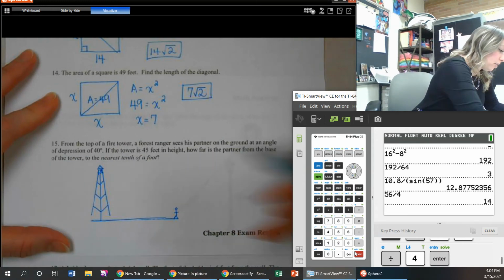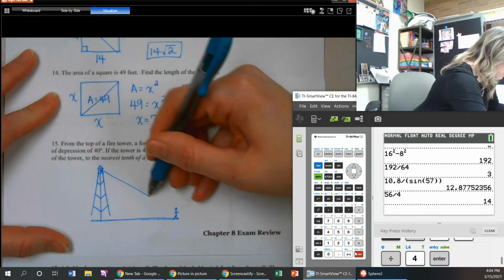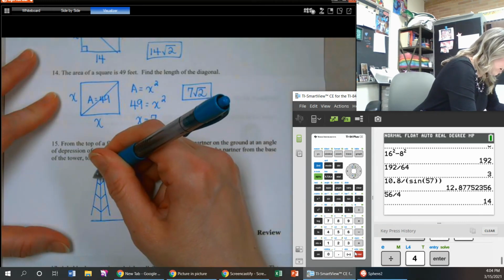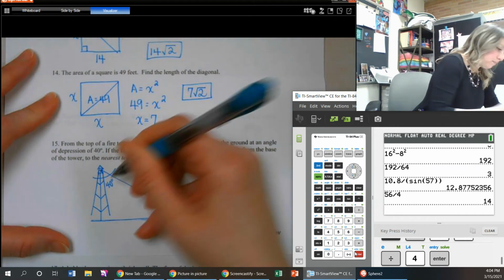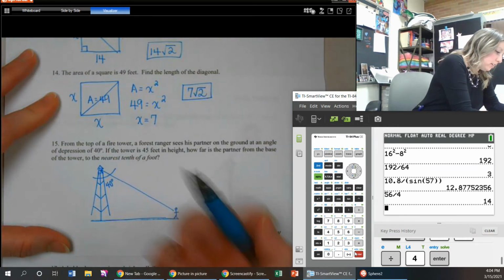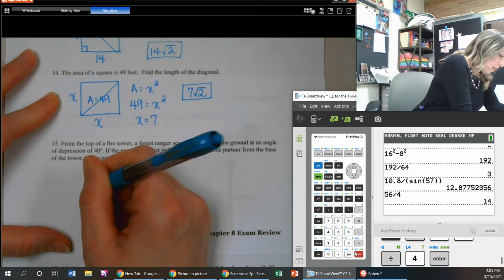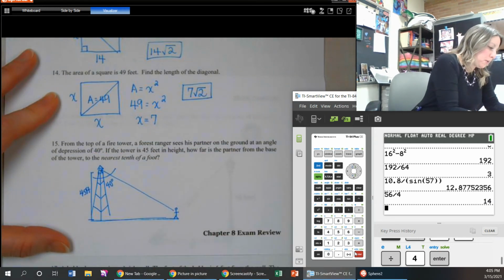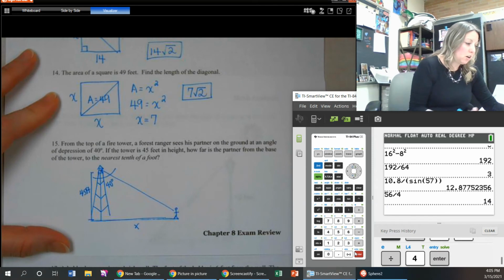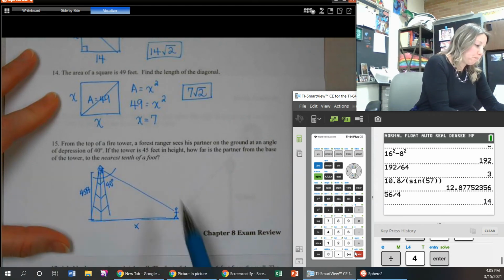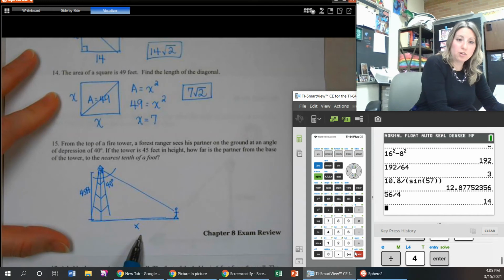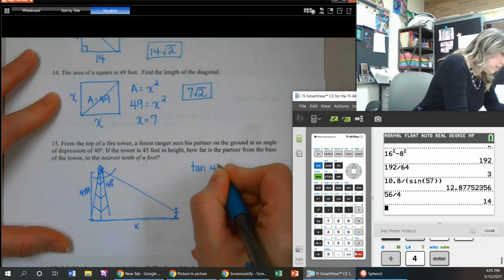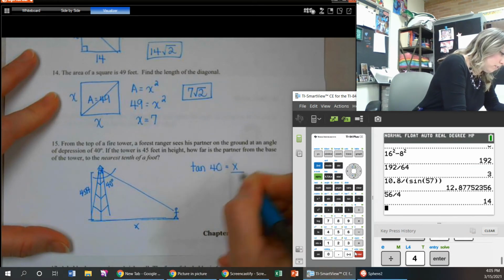At an angle of depression of 40 degrees. So looking down, we know angle of depression. This guy, 40 degrees. If the tower is 45 feet high, how far is the partner away from the base? There it is. So let's see, to the nearest tenth. Got it. We know 40. We want to know the opposite side. We know the adjacent side. That's tangent of 40 equals x over 45.